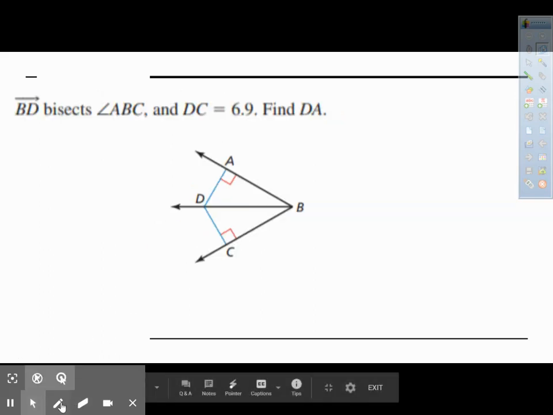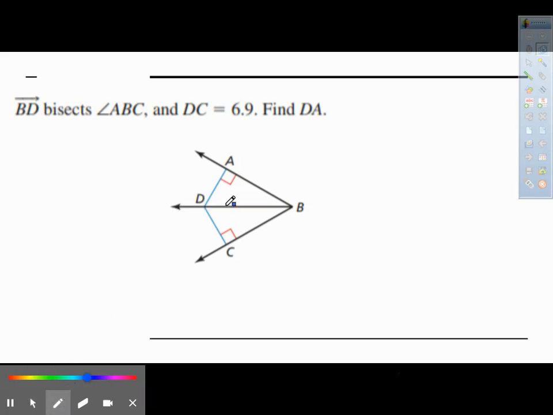Okay. It says ray BD bisects angle ABC. By bisect, it means it cuts it in half. So that means this angle and this angle would be congruent. It says DC is 6.9. Find the length of BA. Grace, what would you say the length of BA was? Yeah, what would be the length of this segment? This is the angle bisector, so it's equidistant from the sides. So if this side's 6.9, what's this side over here? 6.9.